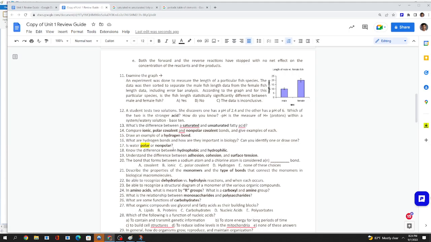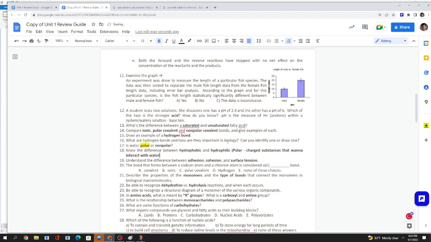So I'm going to write this down here. Hydrophilic are always polar, charged substances that want to interact with water. Hydrophobic is another word for really just non-polar. These are non-charged substances, or weakly charged, nothing too crazy. And these properties of hydrophobic and hydrophilic will really just determine how water interacts with things. So now we're going to get to adhesion, cohesion, and surface tension.